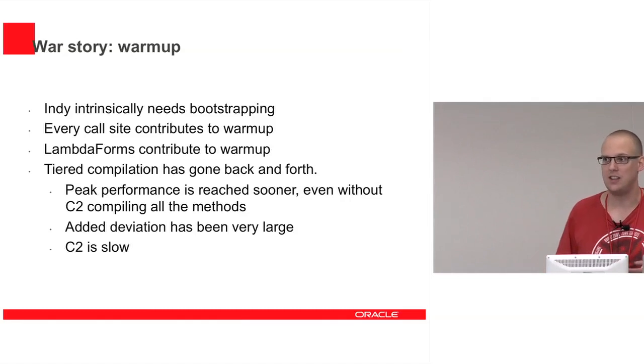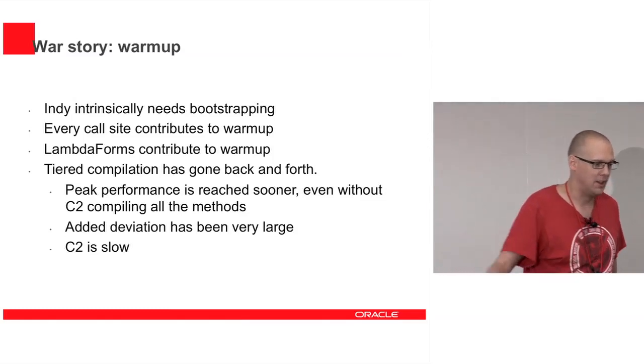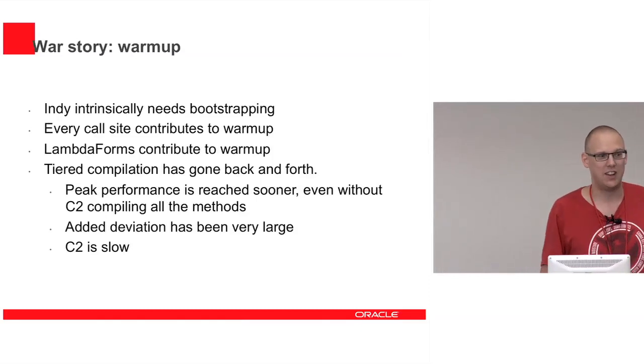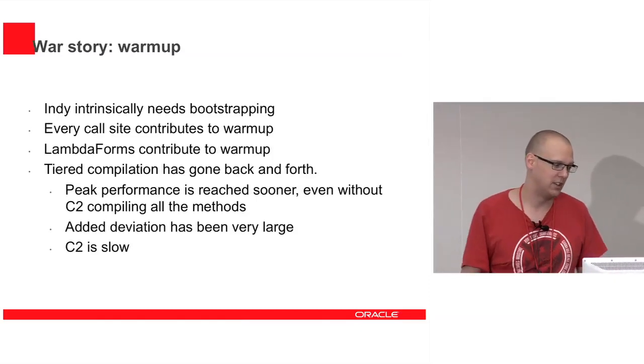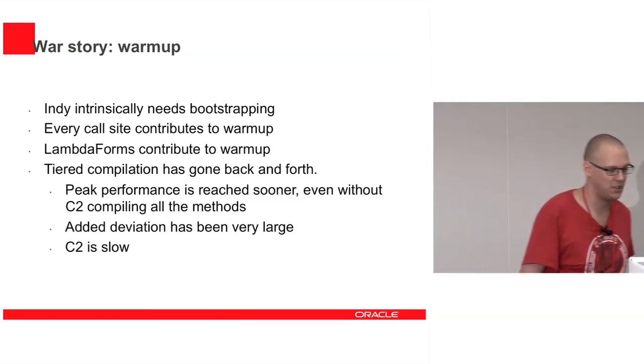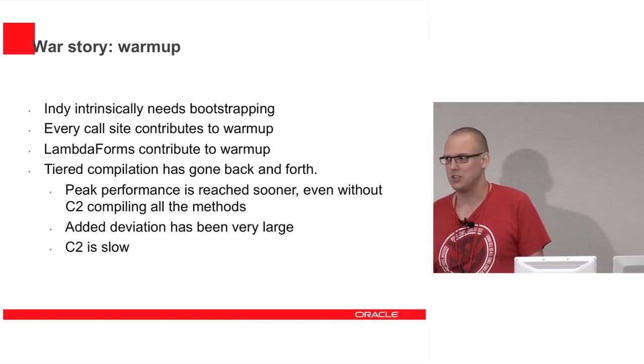And that will always be the case, that you bootstrap stuff with invoke dynamics. So if you overuse it, it's gonna be slow. You can't avoid that. And then tiered compilation came in and went out again and came in, and deviation, like I had 10% micro-benchmark deviations for a while, which means that any improvement I do that's less than 10% I can't measure. And C2 is fairly slow as JITs go.